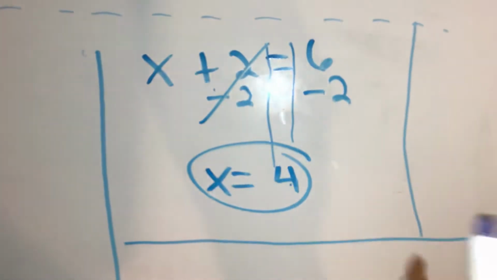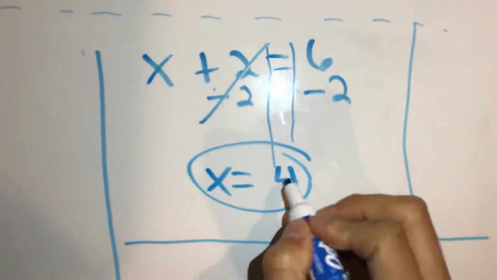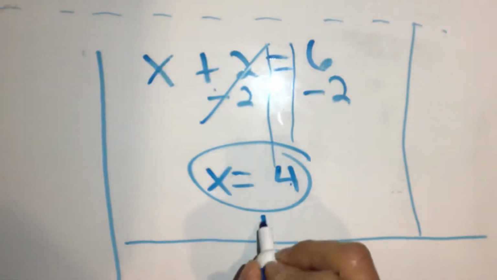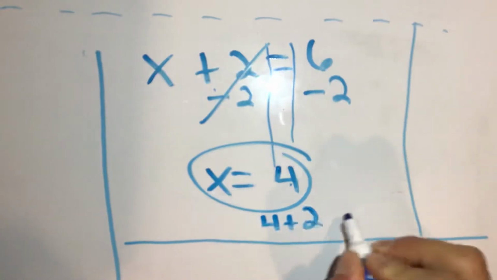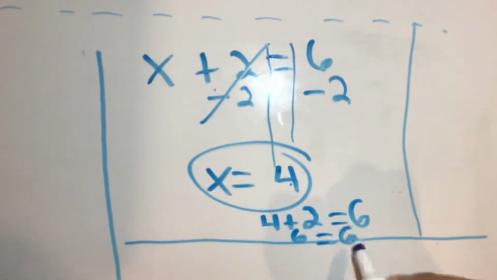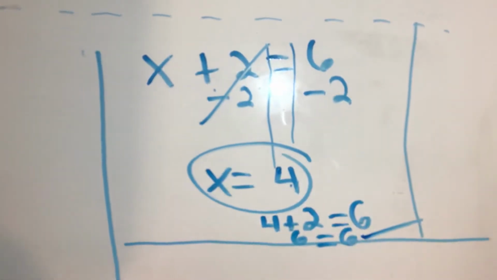So we're good there. Now, if we want to check that, take my x of 4, plug it back in for x, and we will get 4 plus 2 equals 6, and 6 equals 6. So we are good. Check and mate.